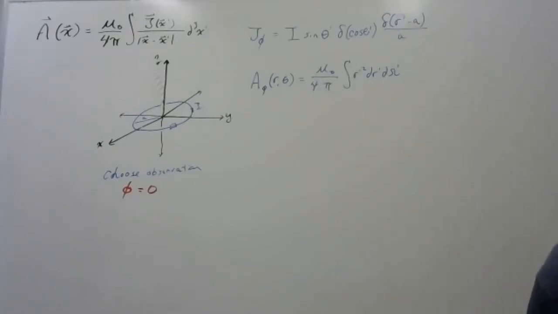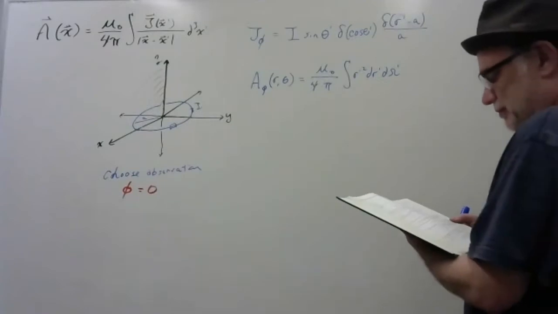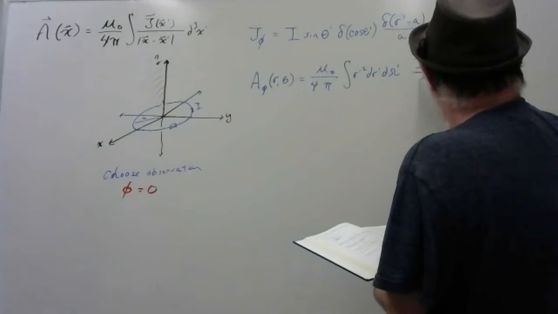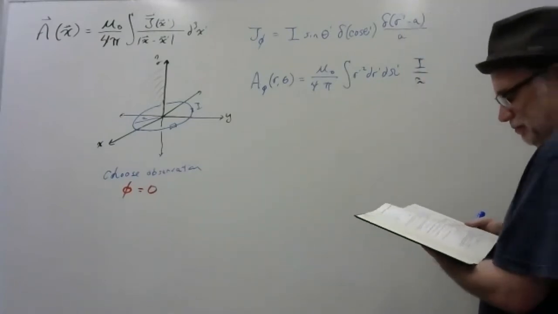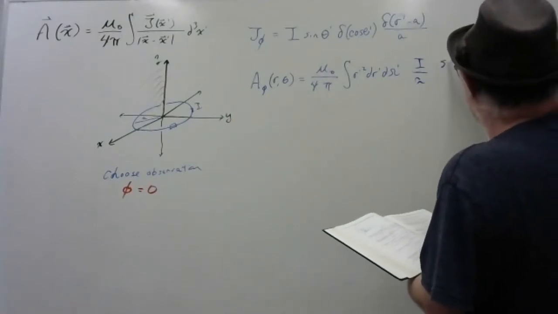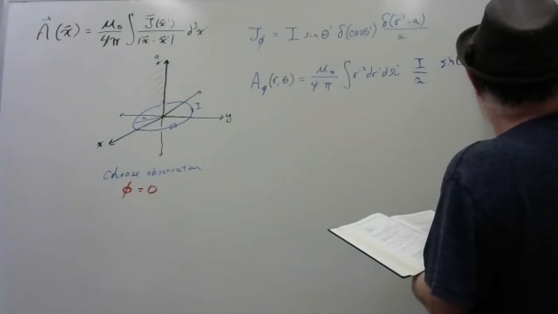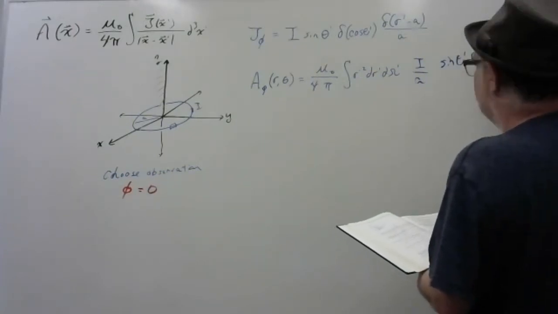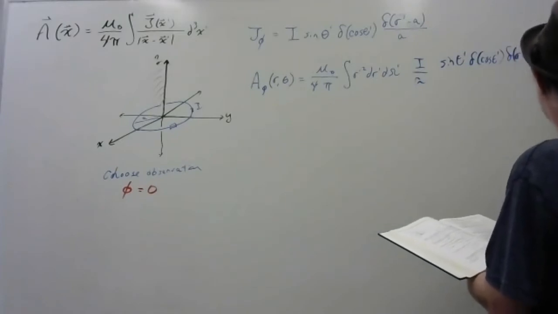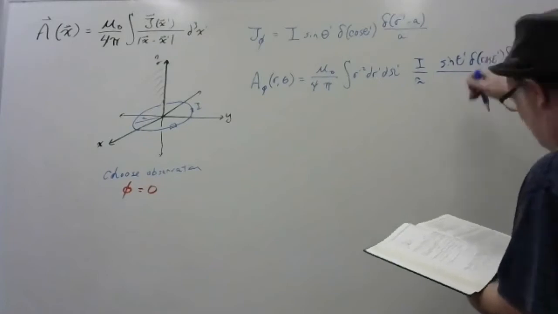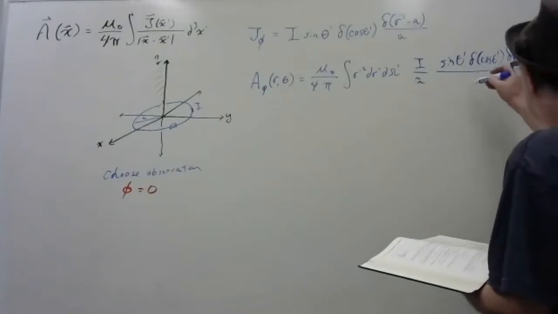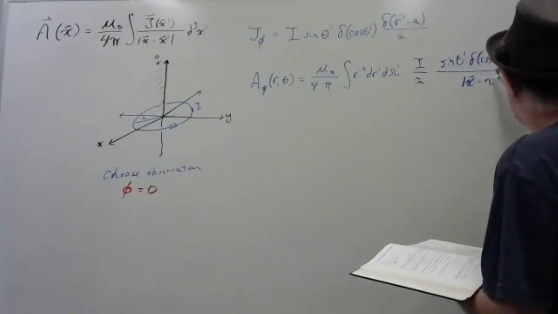Okay, so I write that integrand there, and then I multiply by my j. And my j is I over A, multiplied by sine theta prime, delta of cosine theta prime, delta of r prime minus a, all over the magnitude of x minus x prime.